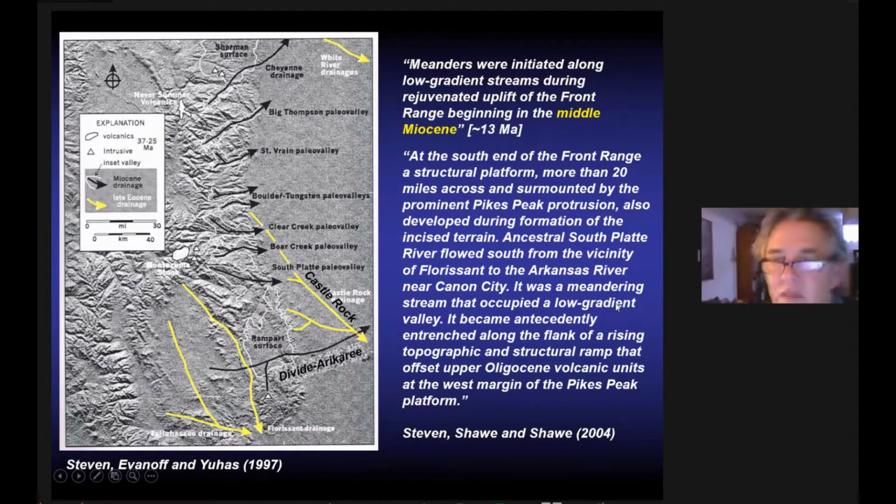And then we get this statement: ancestral South Platte River flowed south from the vicinity of Florescent to the Arkansas River near Canyon City. It was a meandering stream that occupied a low gradient valley. It became antecedently entrenched along the flank of a rising topographic and structural ramp that offset upper Oligocene volcanic units at the west margin of the Pikes Peak platform. And we're going to revisit that, but timing here is important. Again, he's thinking that Pikes Dome was active from middle Miocene onward.